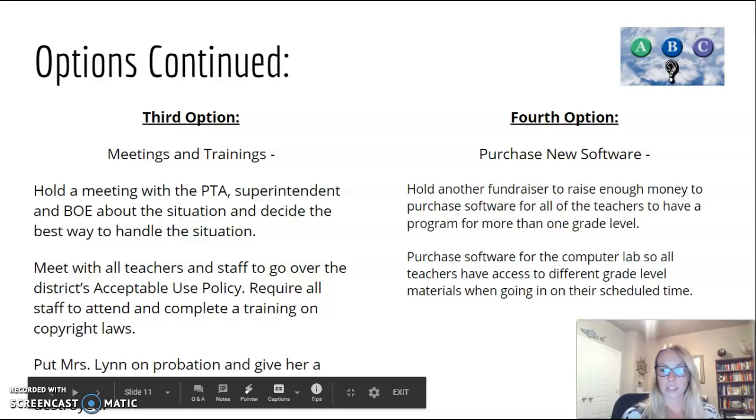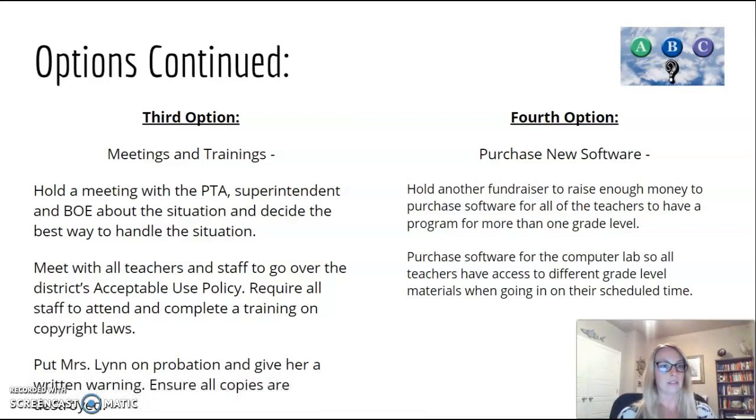The third option would be meetings and trainings. We could hold a meeting with the PTA, the superintendent, and the Board of Education, discuss with them the situation, and decide the best way to handle it and how to move forward with it.